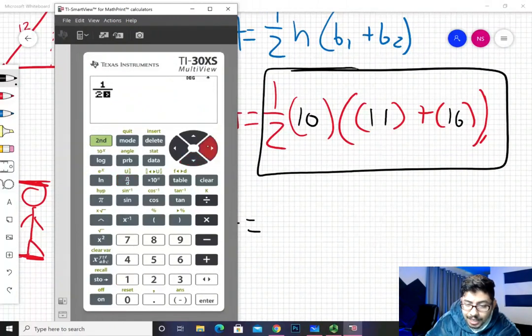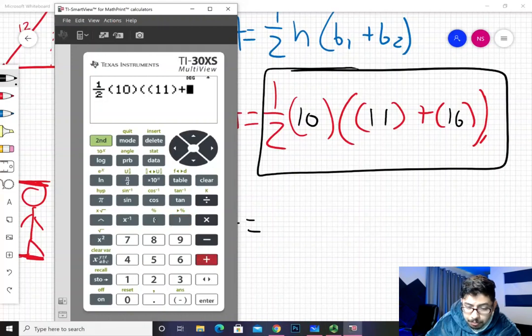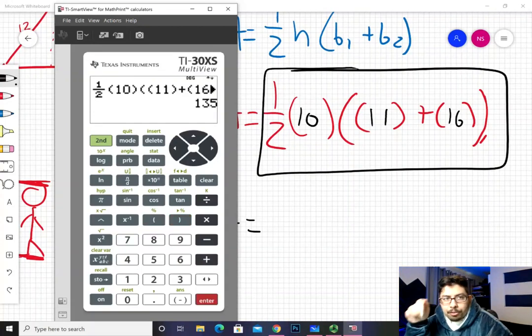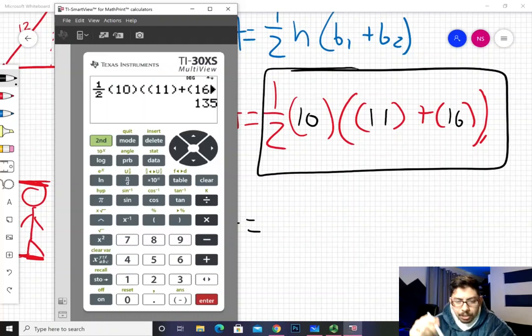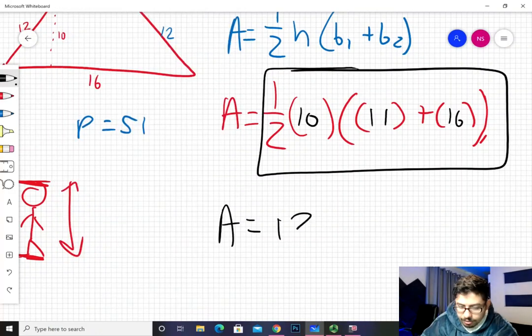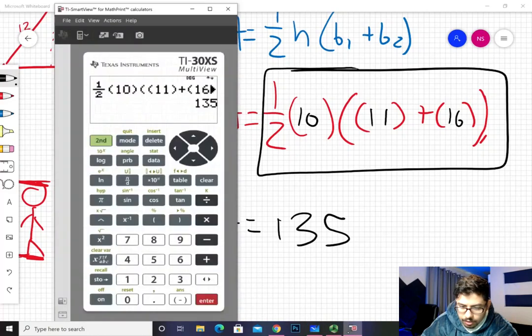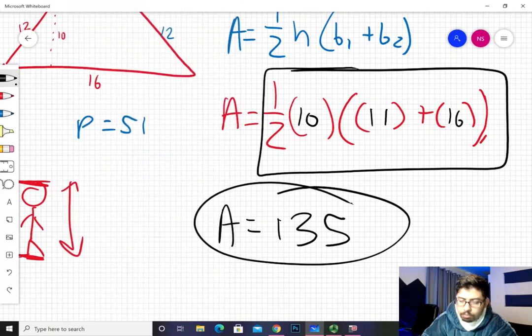Just write this whole thing, type it into the calculator, and let the calculator solve the answer for you. This is going to be the technique you do from this point forward. You're going to refer to the formula sheets. You are going to write out the formula of your figures, and then you are going to fill in the variables from that formula with whatever numbers are in the shape, and then you are going to dump it into your calculator. 135. Boom. That's the area of this trapezoid.